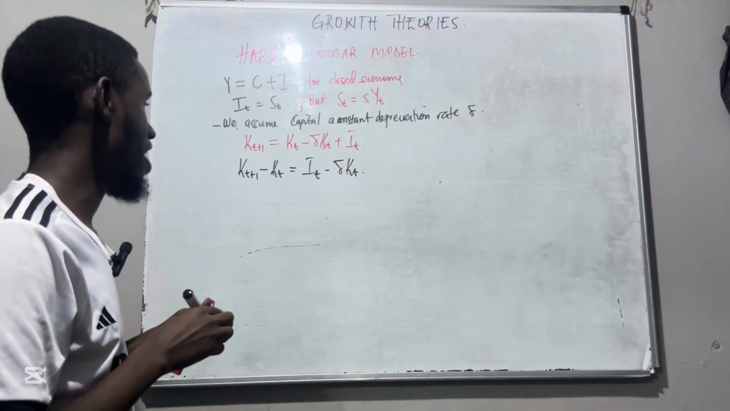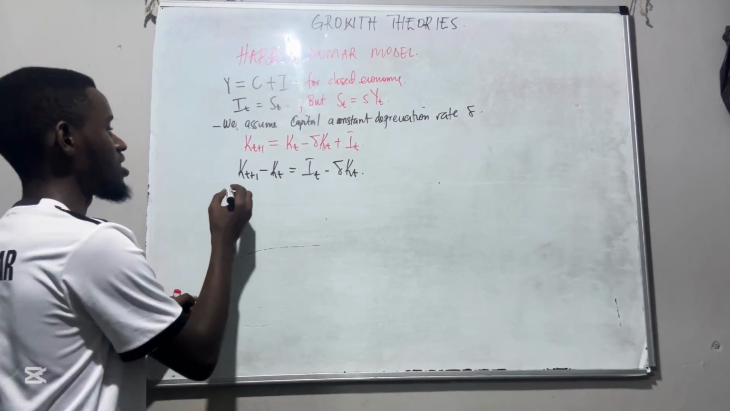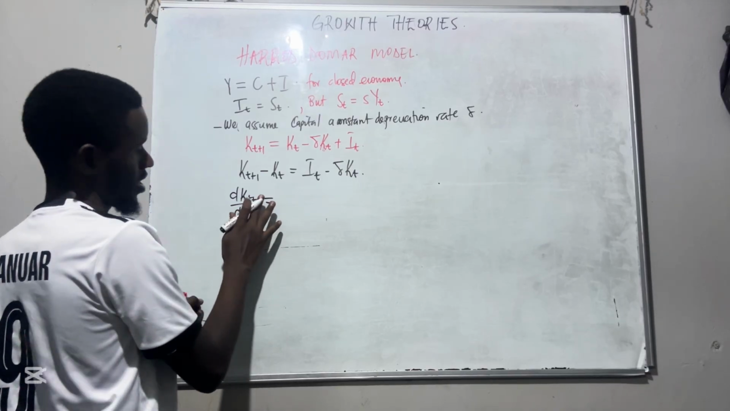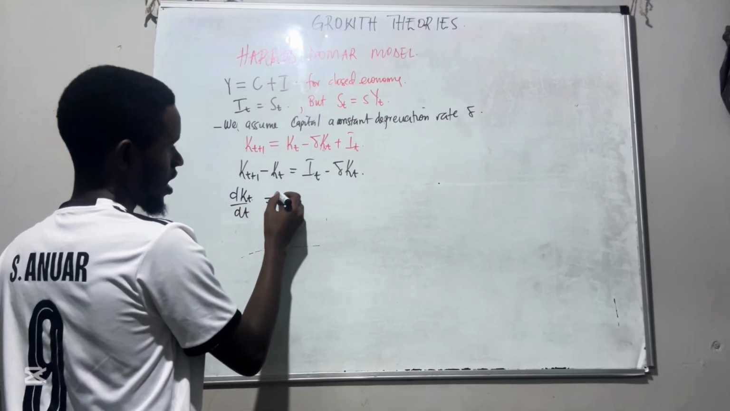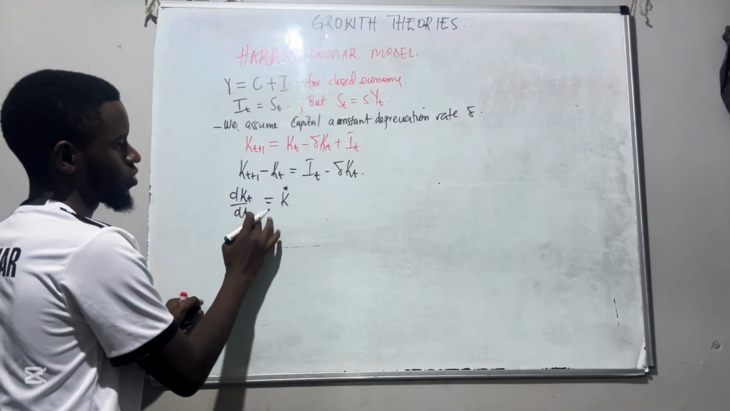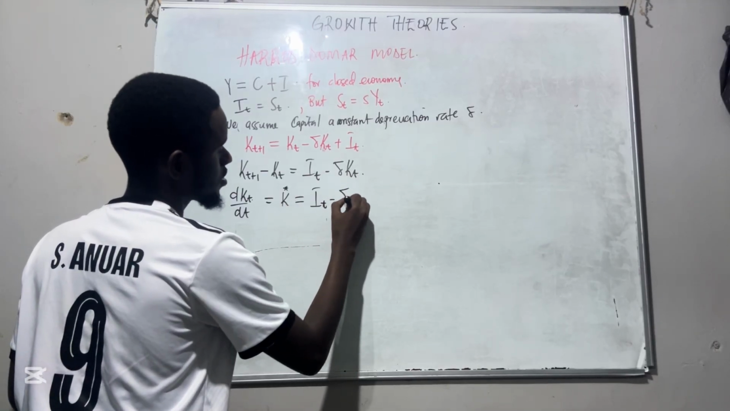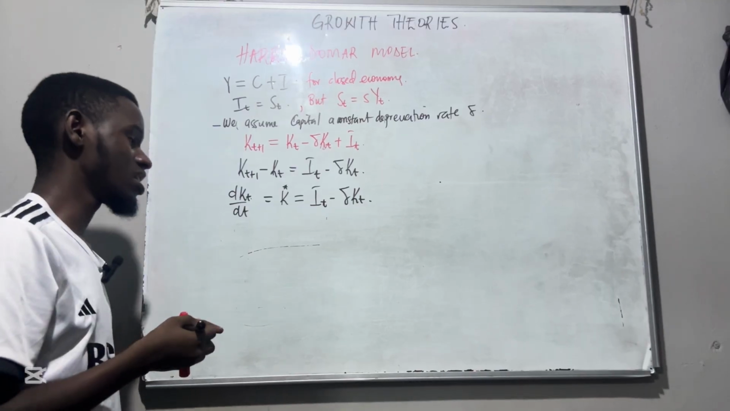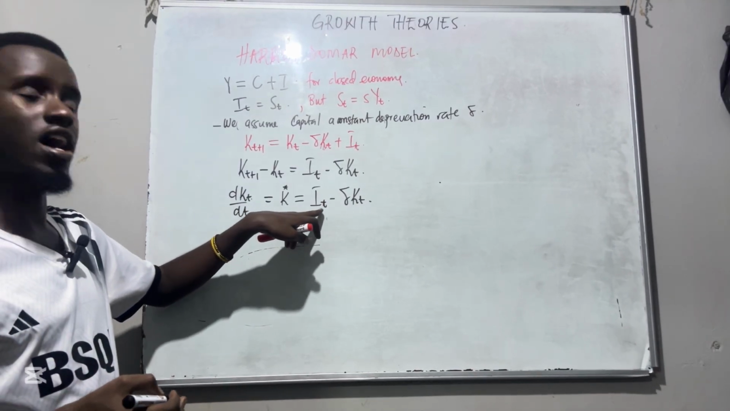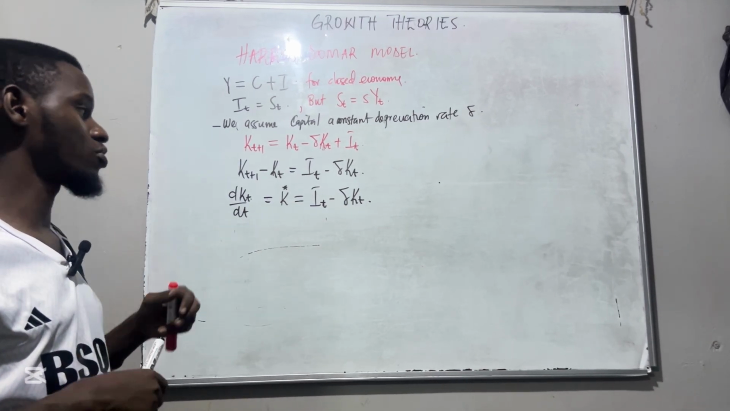Now, remember, from here I get to know that this is a change in capital stock, which I can denote as dk(t+1)/dt, or I can name it k star. This is the same as having k star. Change in capital is the same as having the current investment minus current depreciation. Change in capital stock is current investment minus the depreciation.